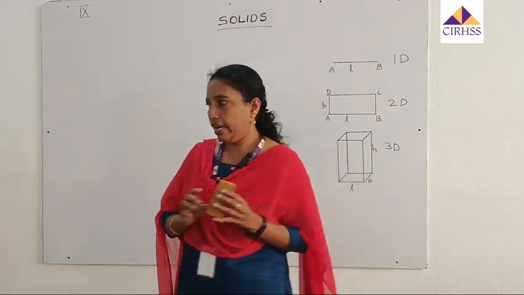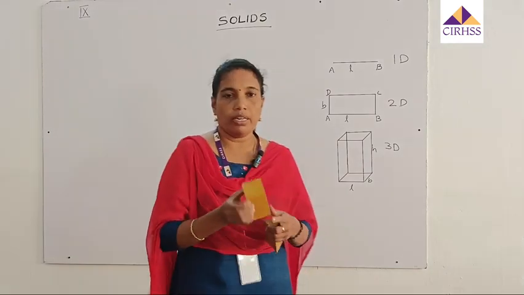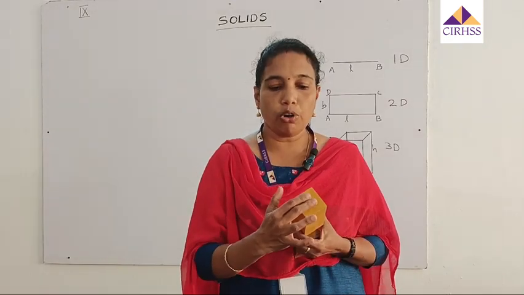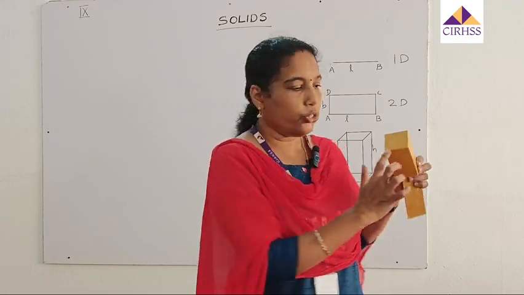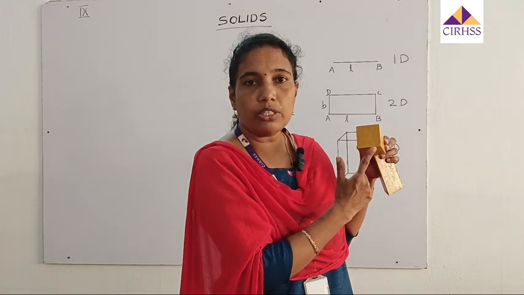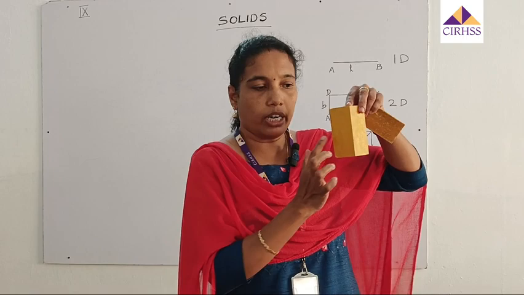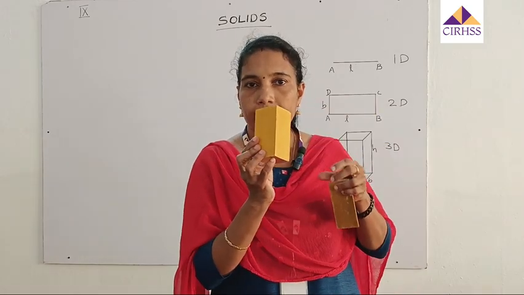Then next we consider another one. This one, look at this. What is the shape of the ends? Yes, four sides, all four equal. So we call that a square. So the top and bottom are squares. And what about the sides? All are rectangles.